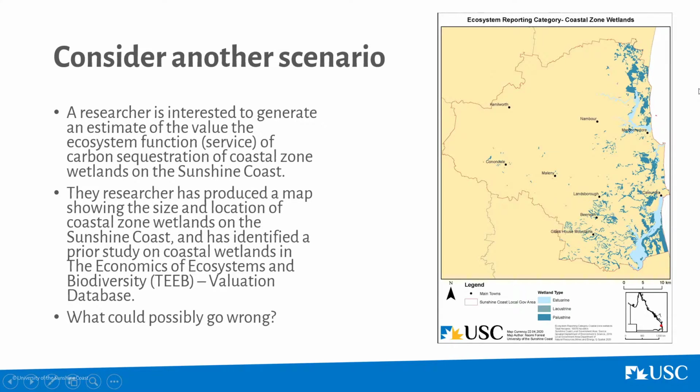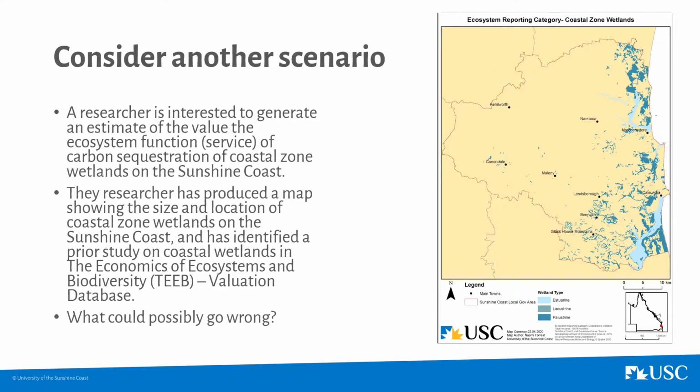Okay, so consider a different scenario here. Now imagine that a researcher, again on the Sunshine Coast, is interested in generating an estimate of the value of some ecosystem service. Let's imagine carbon sequestration from coastal zone wetlands on the Sunshine Coast. And we know that coastal zone wetlands, like many other ecosystems, sequester carbon through trees and plants and so on, capture it out of the atmosphere and store it in their leaves and litter and in the soil.